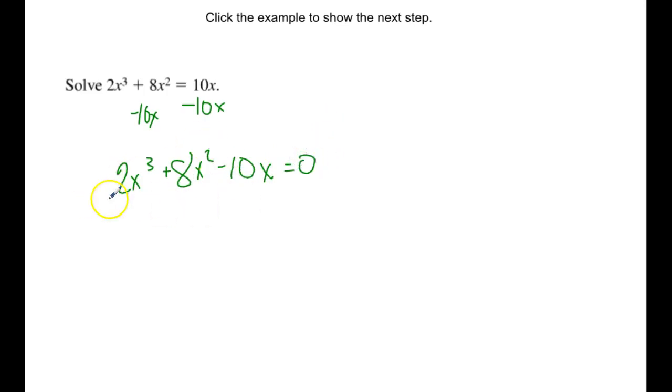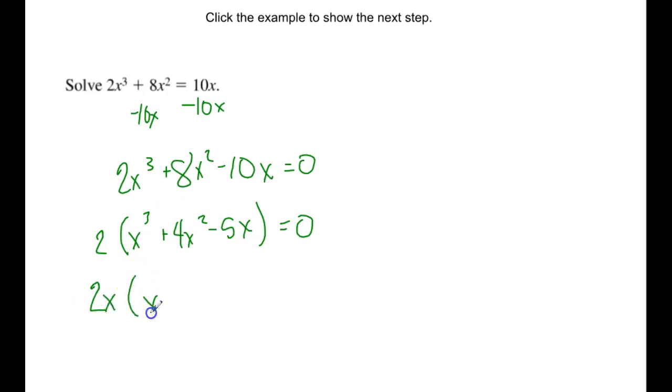So now that I have this, now I look and see what can I factor out of each term. So I see that each term is divisible by 2. So let's go ahead and pull that 2 out. So I end up with x cubed plus 4x squared minus 5x equals 0. So I see also that I've got some x values in here, so I can pull out an x from each term. So now I have 2x times the quantity x squared plus 4x minus 5 equals 0.